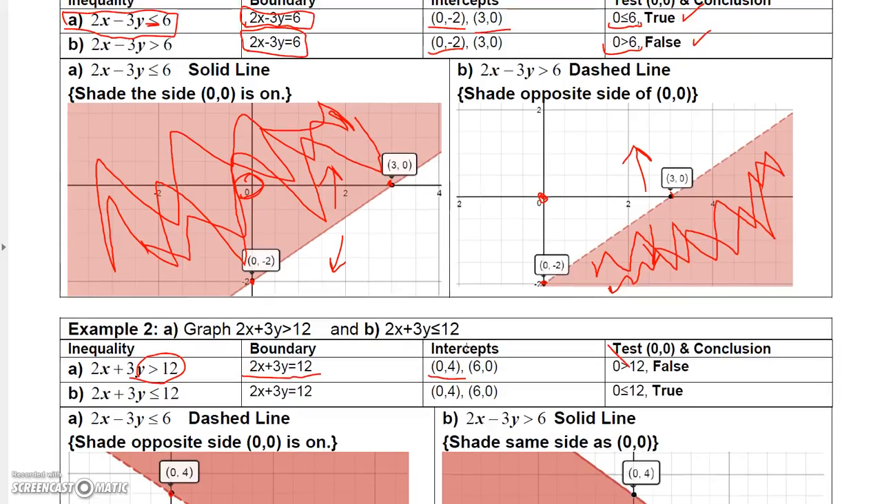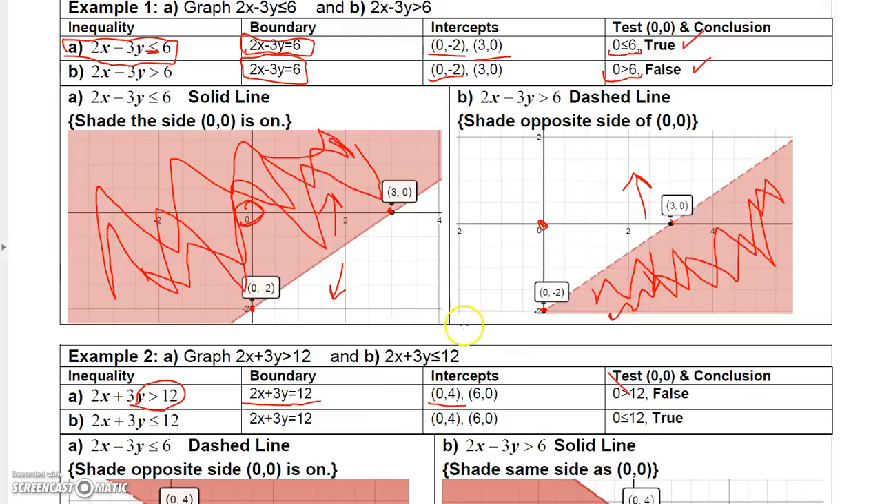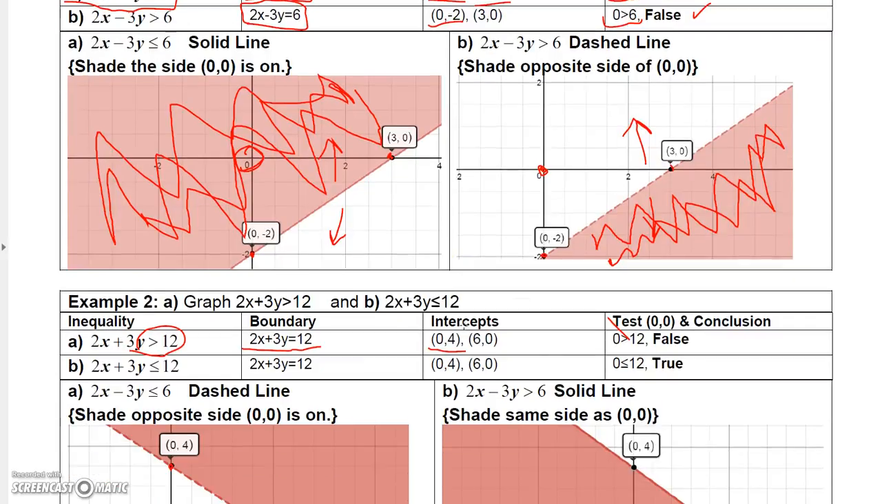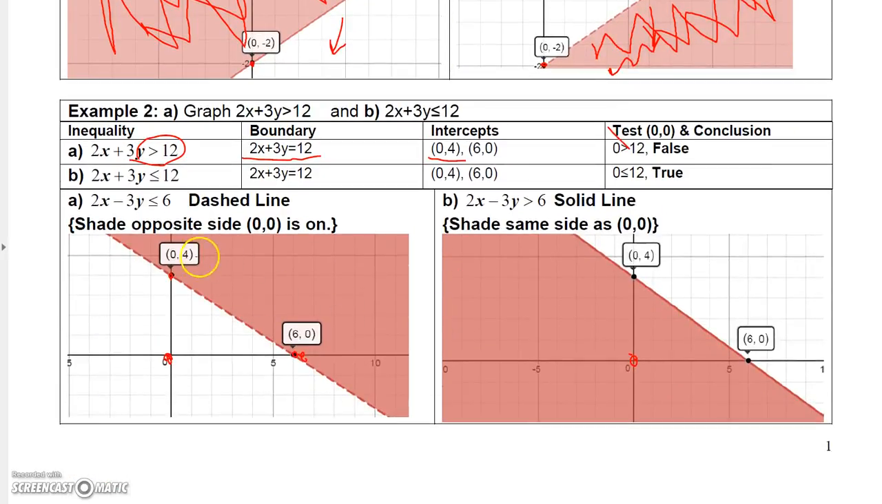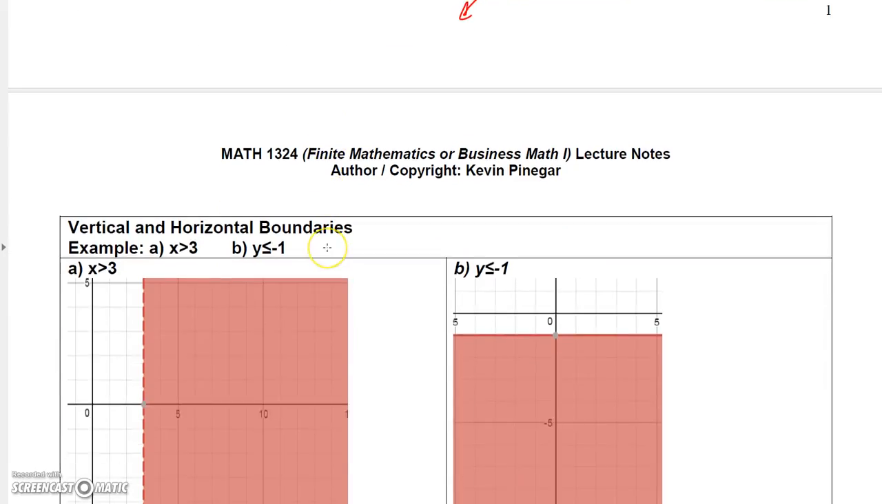Now all of these regions are actually considered to be unbounded regions because they go on forever and ever. Like for instance, this region over here goes on forever in that direction, and this region goes on forever in that direction. So those are unbounded regions.